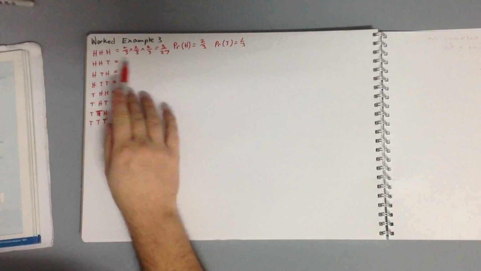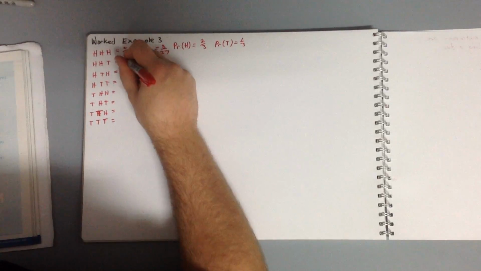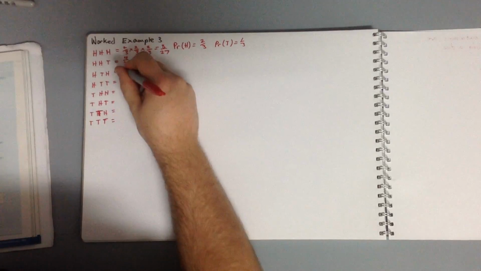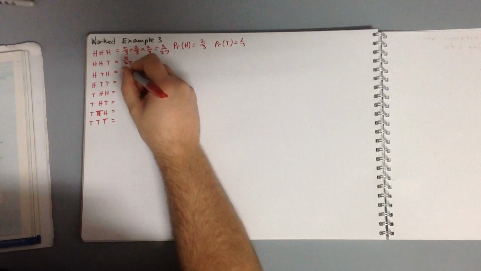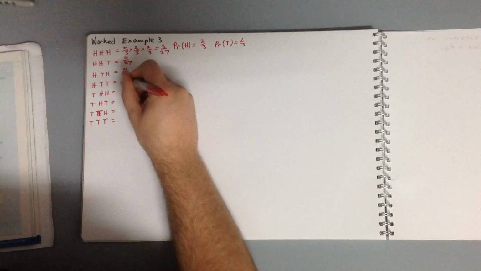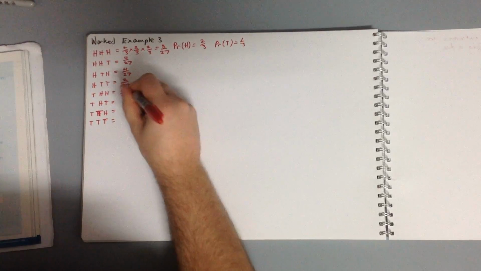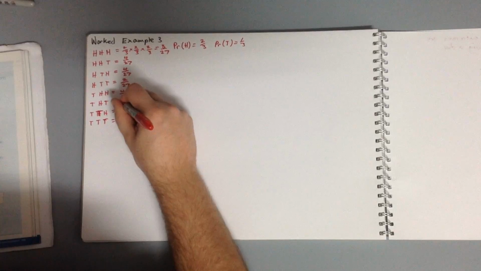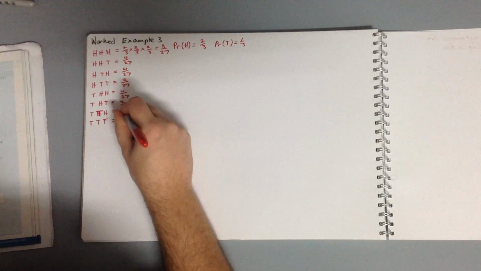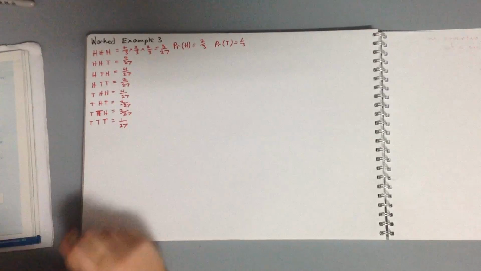Okay, if we go through this process with all of these, we find that our head, head, tail is 4 on 27. Our head, tail, head is also 4 on 27. Our head, tail, tail is 2 on 27. Our tail, head, head is 4 on 27. Our tail, head, tail is 2 on 27. Our tail, tail, head is 2 on 27. And our tail, tail, tail is 1 on 27.